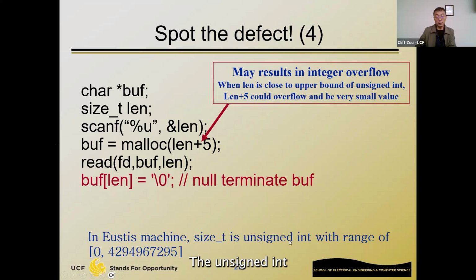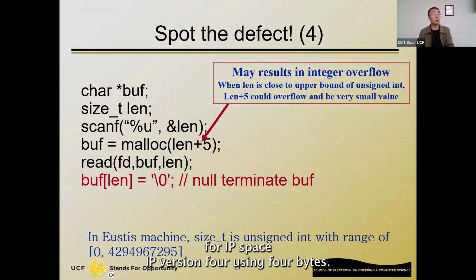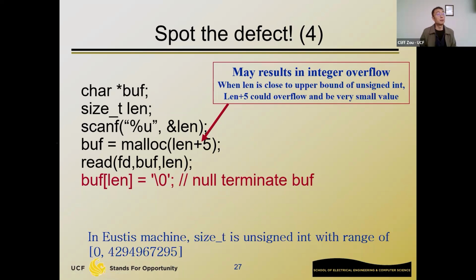The unsigned int value is between 0 and 4 billion. This is basically the size of the IP version 4 IP space. IP version 4 uses 4 bytes as the IP address. So the range of IP addresses is a little bit more than 4 billion IP addresses.